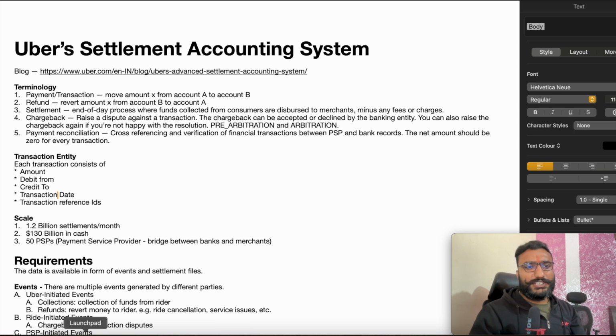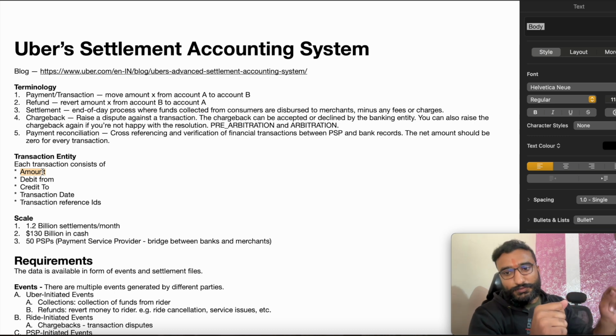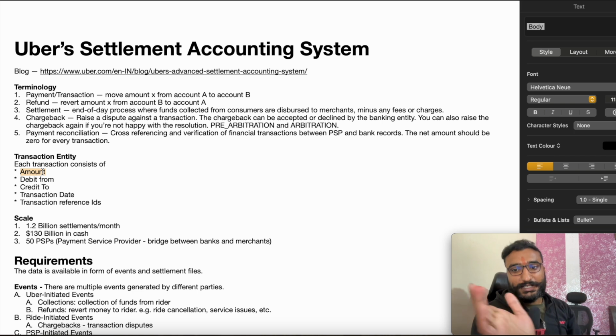And every transaction has some details which should always be present. Like if I say that this is a transaction, what information will it have? So one is amount. What is the amount I am transferring? Without amount you cannot have a transaction. Another thing is where this amount is transferred from, and then where it is credited to. So basically your debit and then your credit.